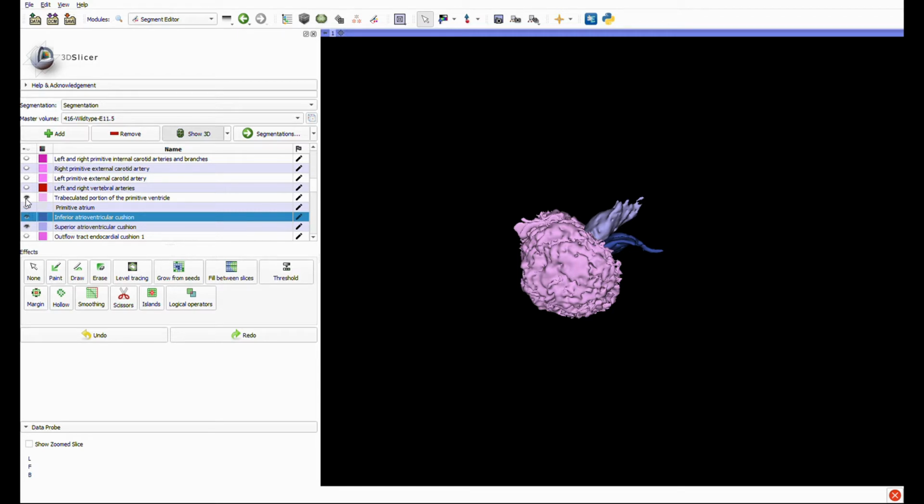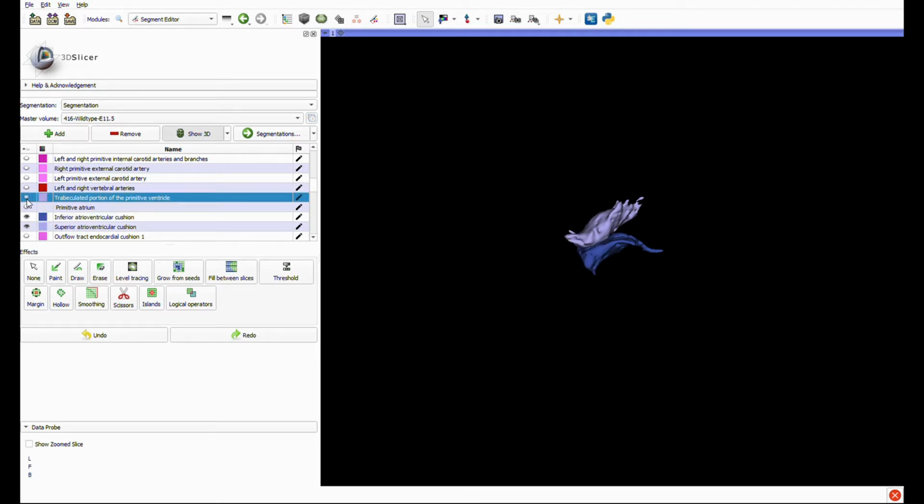And we can also remove the primitive ventricle. So here note again that the lumen of the atrioventricular canal was not segmented, and it appears here in negative, on the black background.